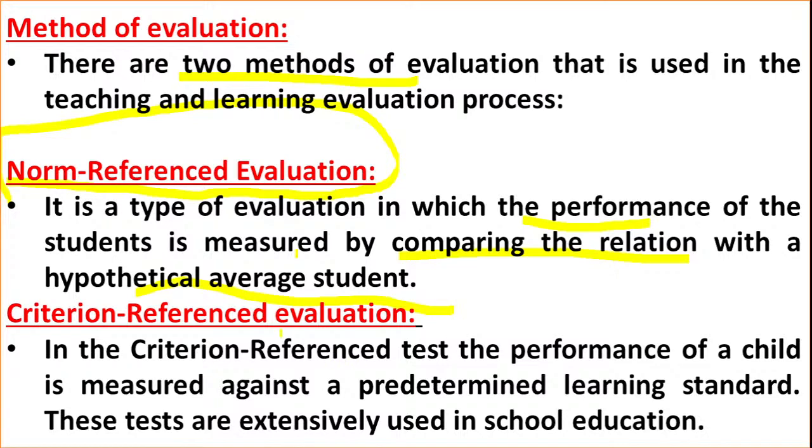Then another one is criterion referenced evaluation. In a criterion referenced test, the performance of a child is measured against a predetermined learning standard. These tests are extensively used in school education. Here we don't compare the result with other students. There will already be a set of predetermined standards, and based on those predetermined standards we evaluate.